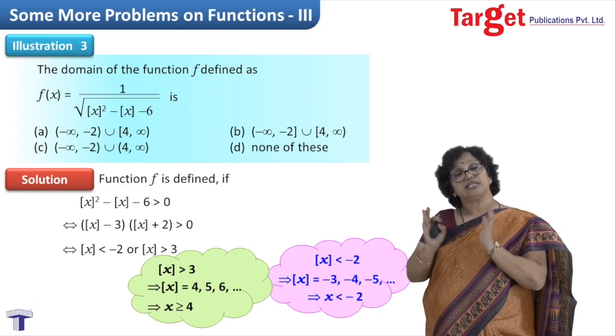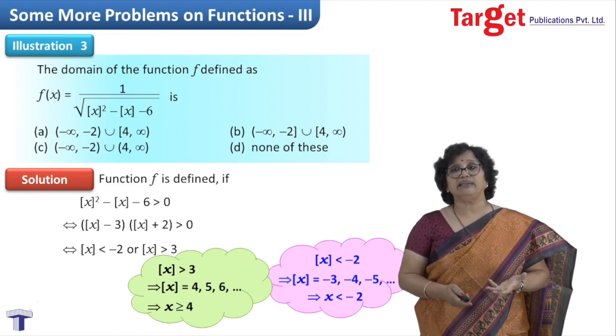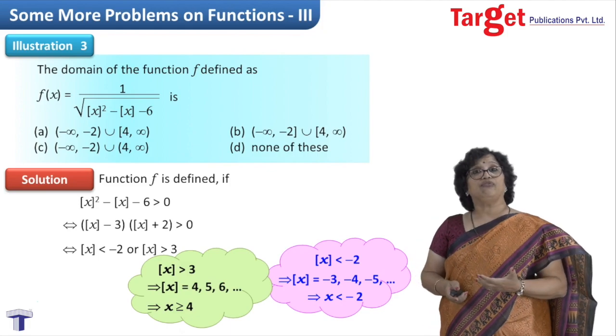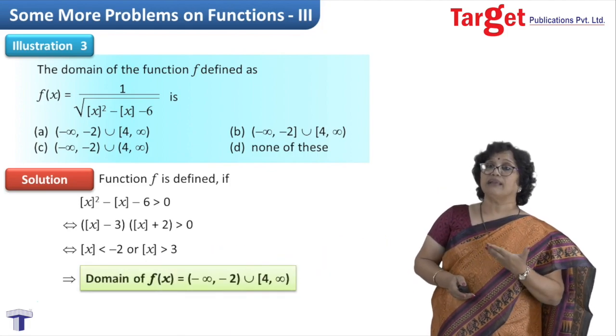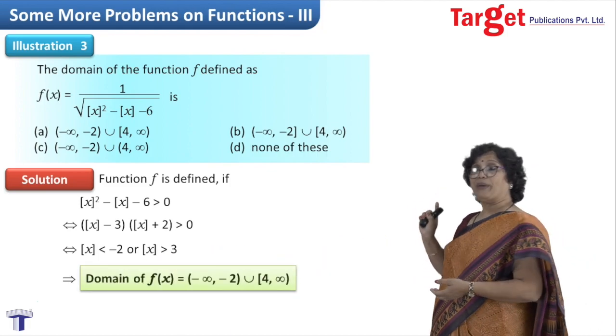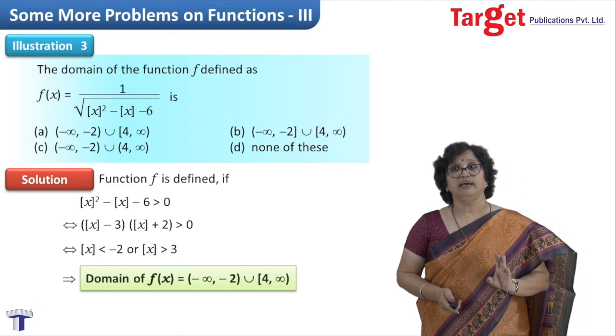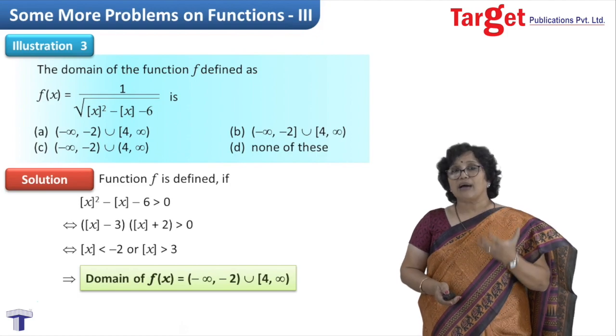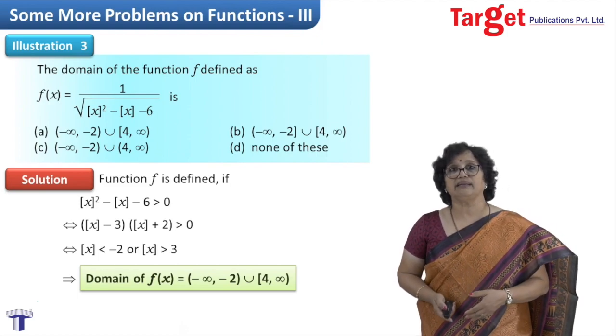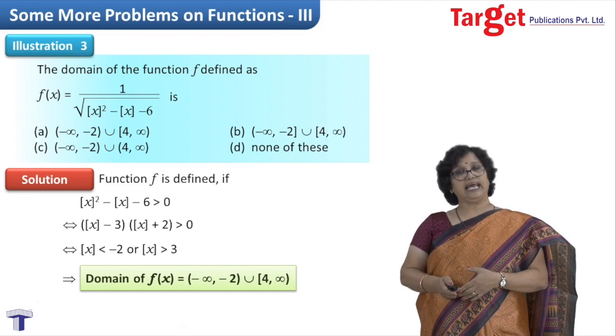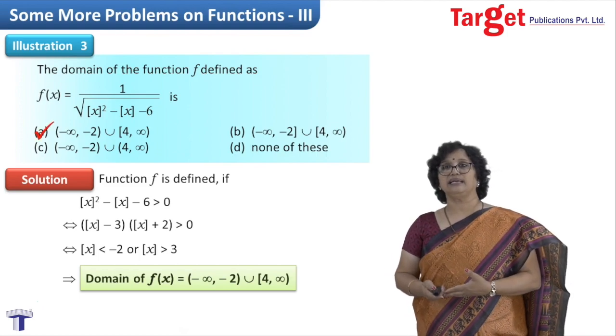Now, gather this information and try to write finally the domain. And the domain for function f will be nothing but minus infinity to minus 2 open, union, closed 4 to infinity. I hope you have got some idea of how we are arriving at the domain. Correct? So my last answer is nothing but A.